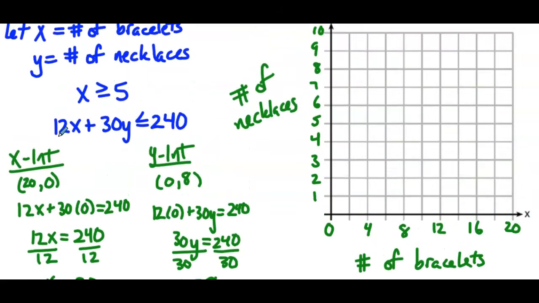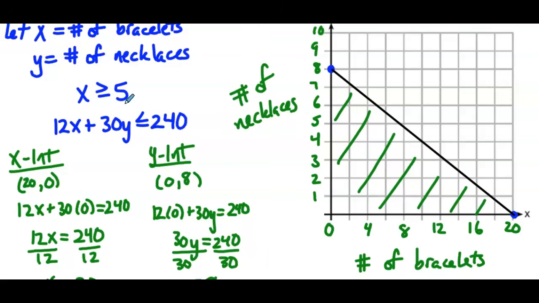So we'll start by graphing our second inequality that we found the intercepts of. So (20, 0), (0, 8). We're going to connect those two points with a solid line because it's less than or equal to. We have equality. And then we have to figure out where to shade our solution set. If we think about the test point of (0, 0), we'd have 0 plus 0, which is 0. Is that less than or equal to 240? And it is. So we're going to shade below the line.